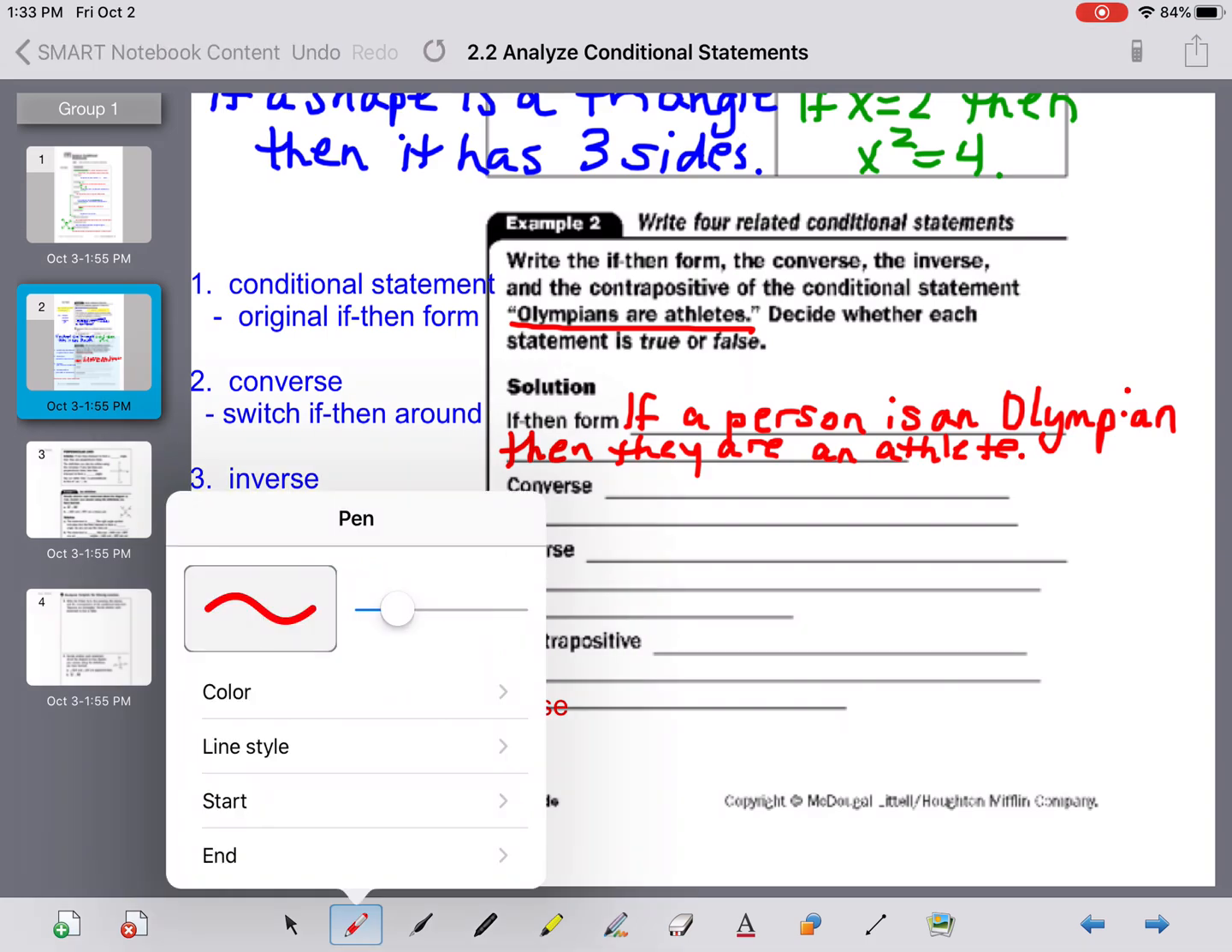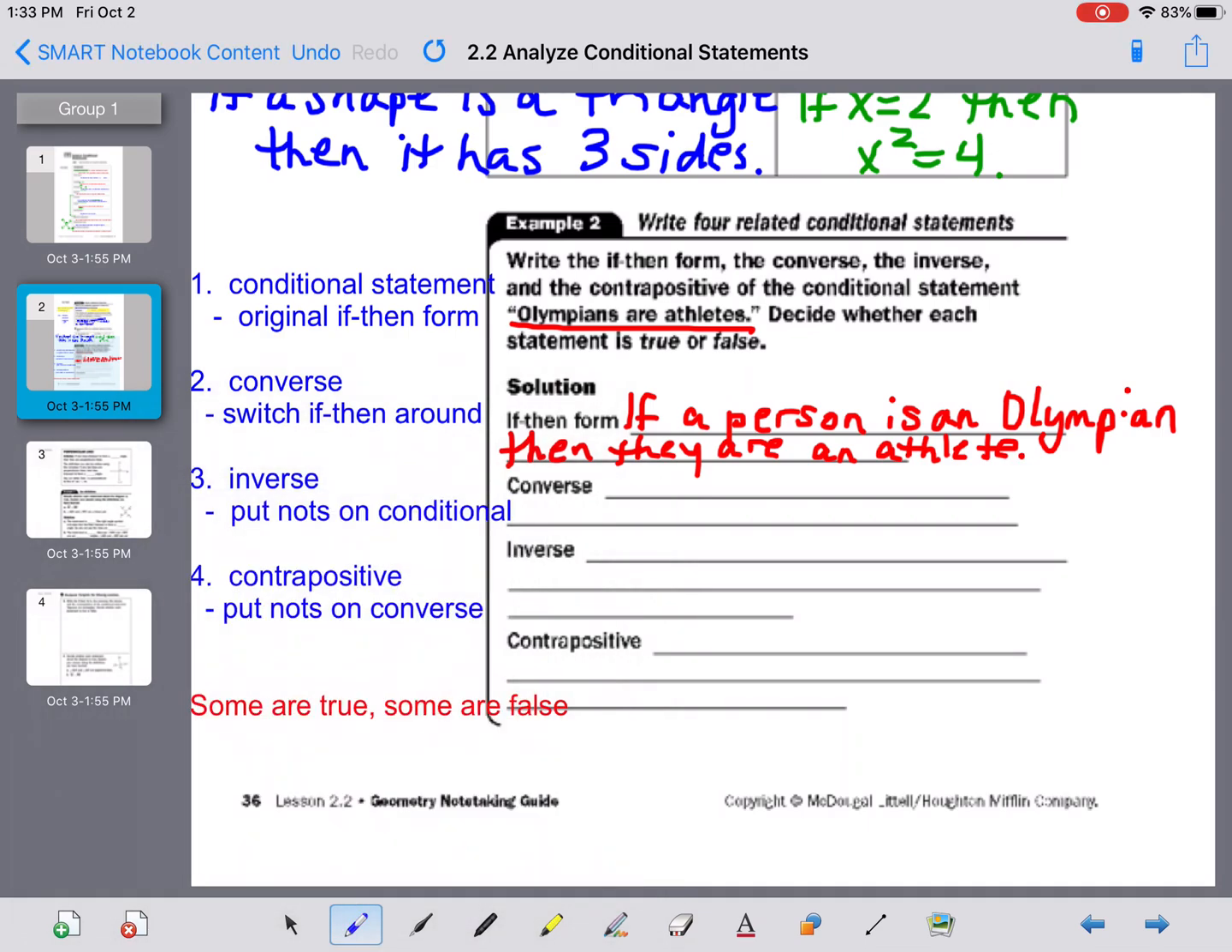Okay? So for the converse, it says switch around. It says if then. I don't mean the if and the then. We're actually going to say, I'm going to keep this category the same to start with. So we start with that, but it's the information behind the if and the then that we're going to switch around. So I'm going to start off, if a person again is an athlete. So I took my information that was in the back before and switched it to the front. If a person is an athlete, then they are an Olympian.